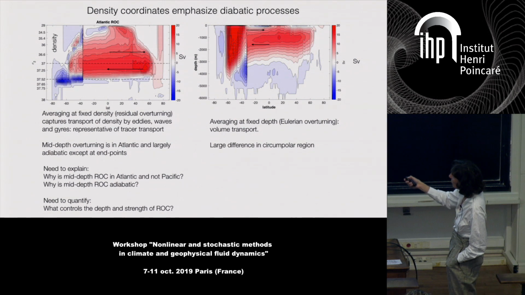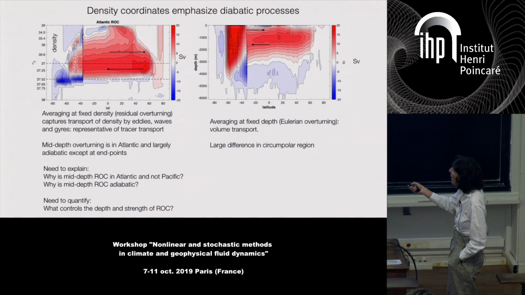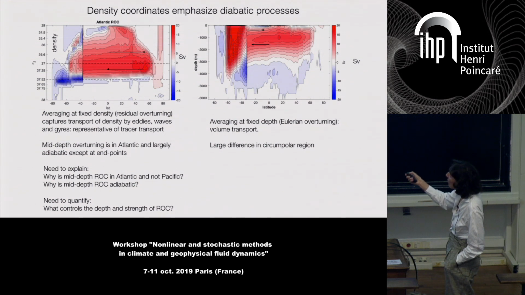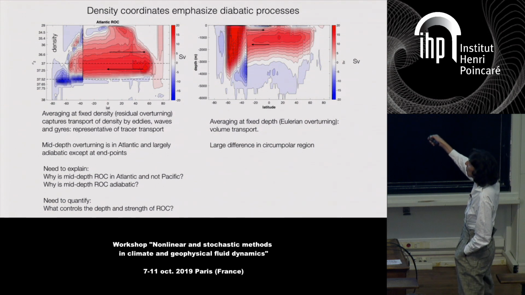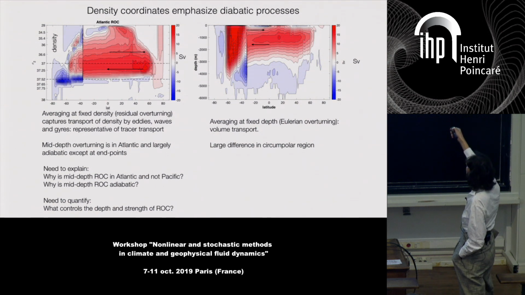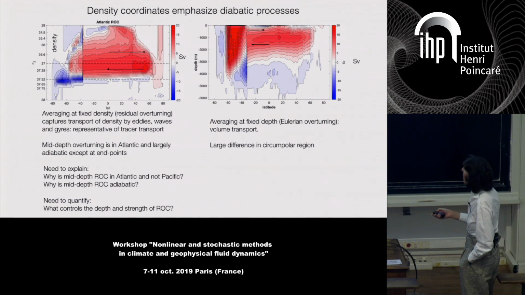Which is the modern view of looking at this. And we need to explain, first of all, why is it in the Atlantic and not in the Pacific? And why is it flowing so much along isopycnals? And then, of course, we need to quantify what controls the depth. Why does it go down to this depth? And why is it this strong? What determines that?